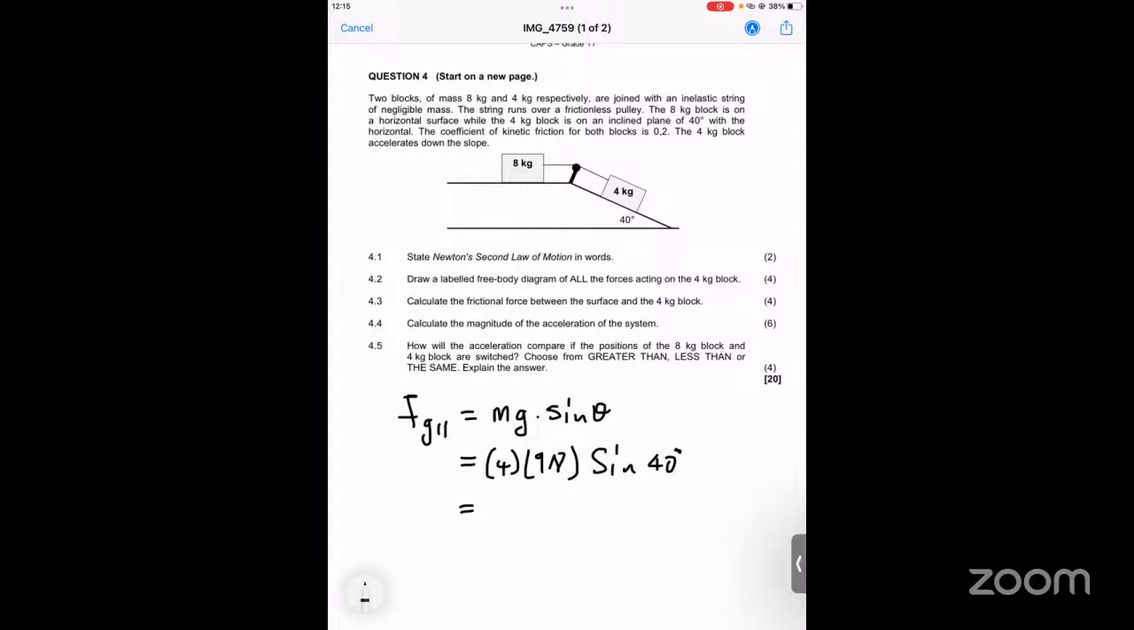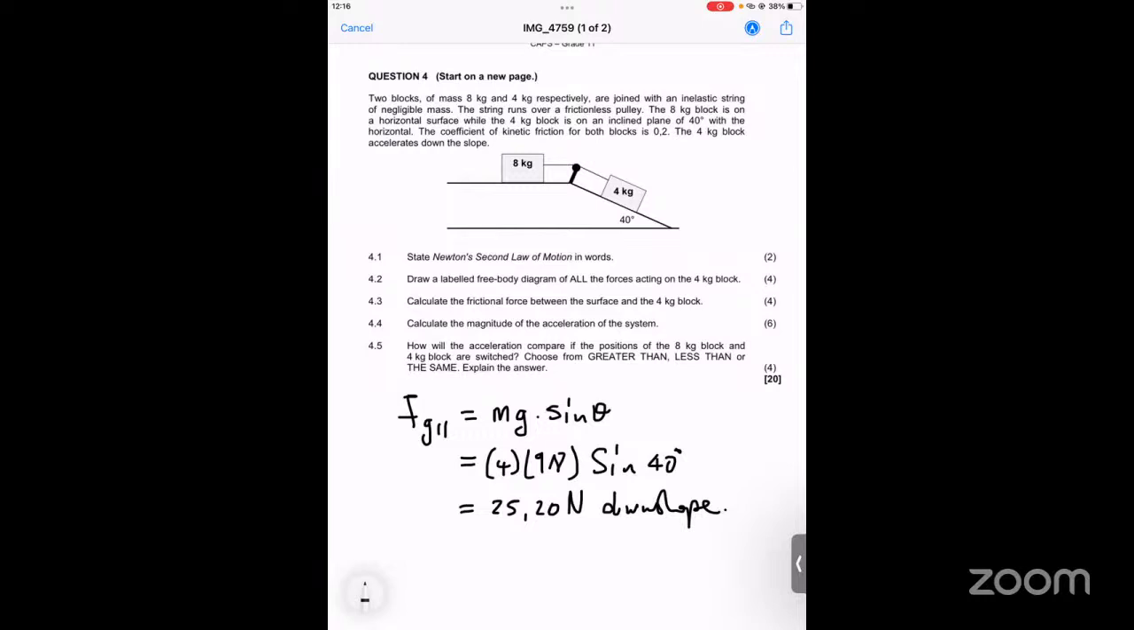25,20 newtons. Down the slope. Down slope. Okay. So what is this? Is this FG parallel or is it a frictional force? Wouldn't it just be both?